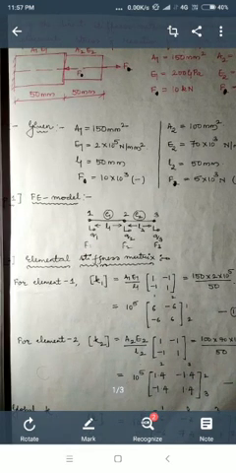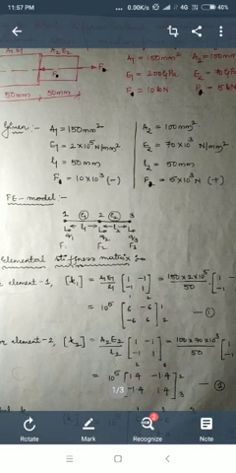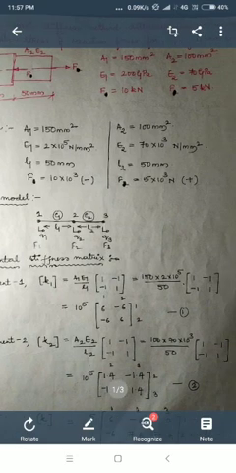Cross sectional area of each element is given, that is A1 and A2. Young's modulus of both the elements is given, E1, E2, and forces that are acting, that is also given.